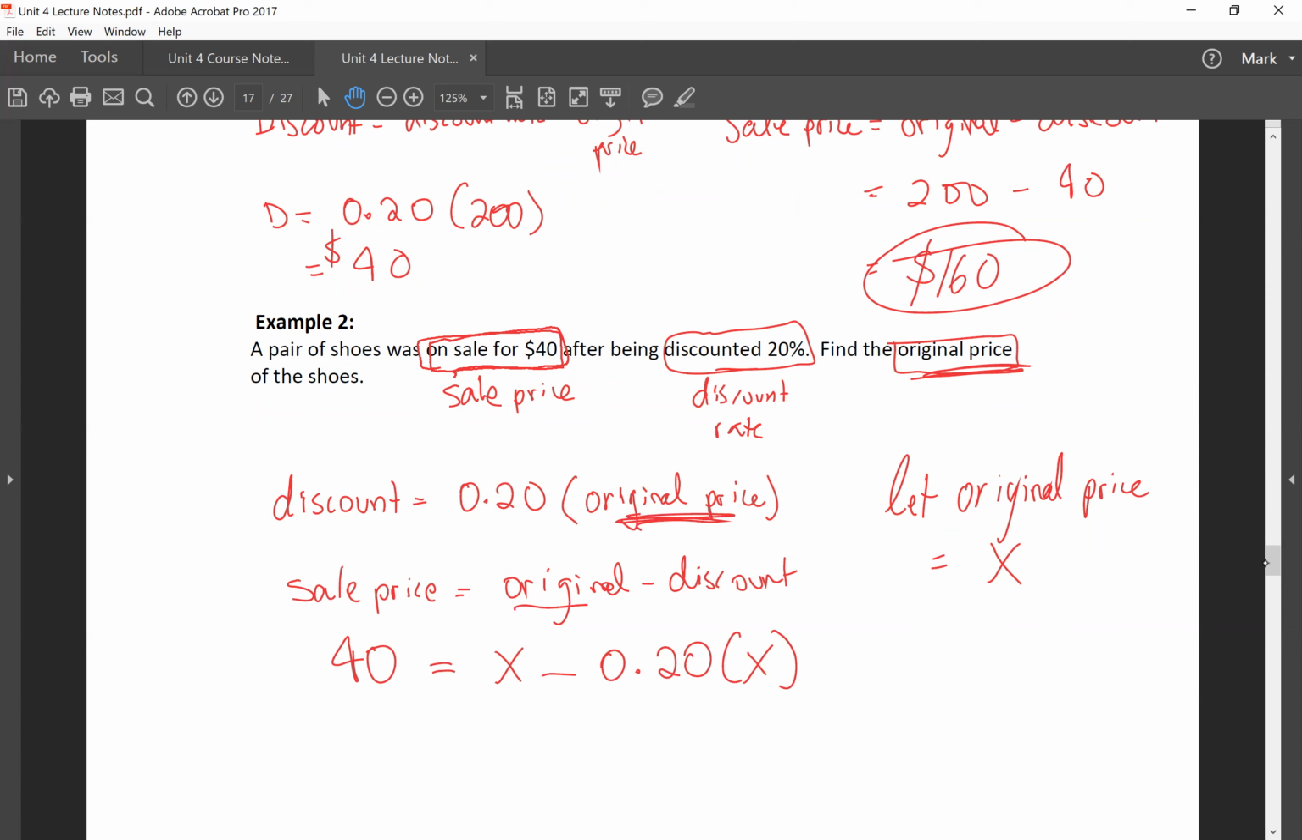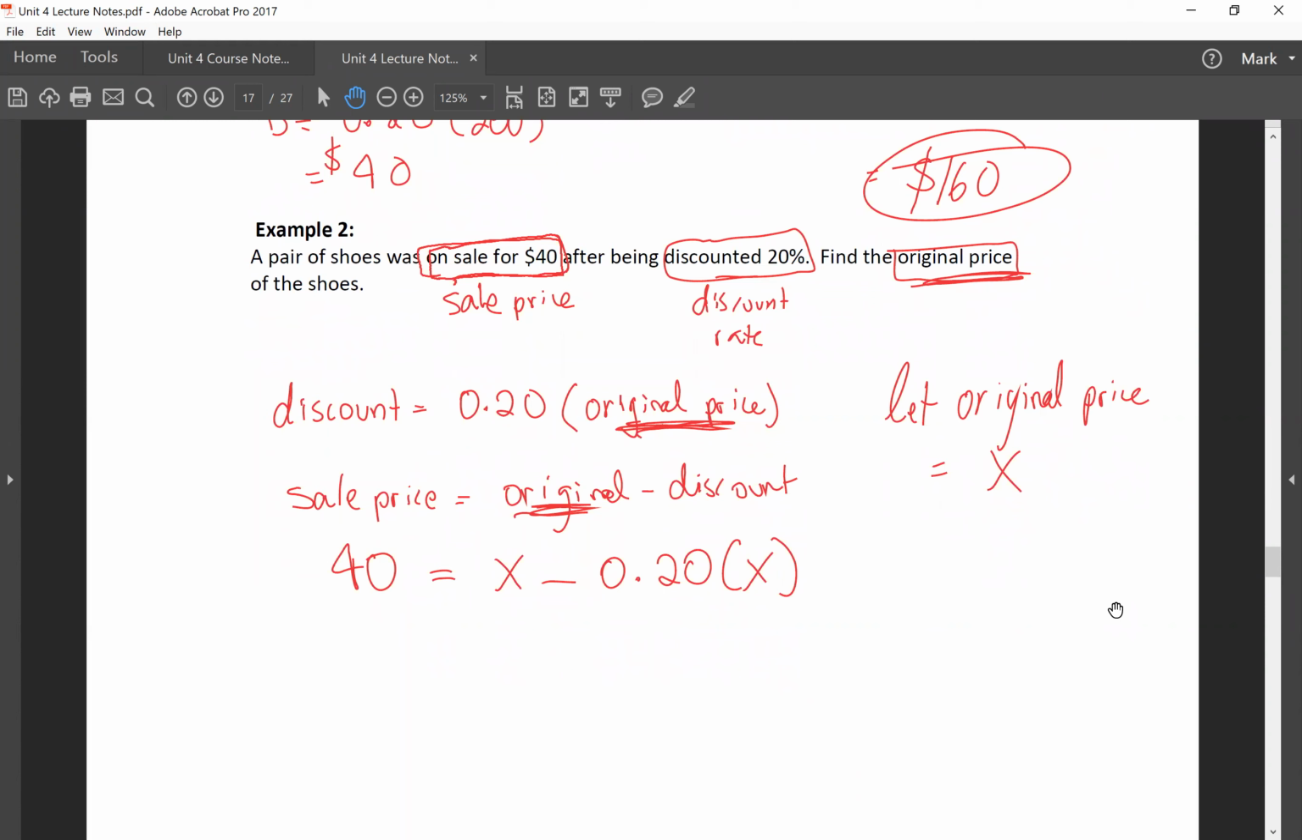So my original price is X. Wherever I see original, I'm putting in X. You could call it O, you could call it P. It really doesn't matter what you call it. I'm just going to call it X. Now, the other thing to think about, guys, is look at what happens when I subtract this. 40 equals 0.80x.